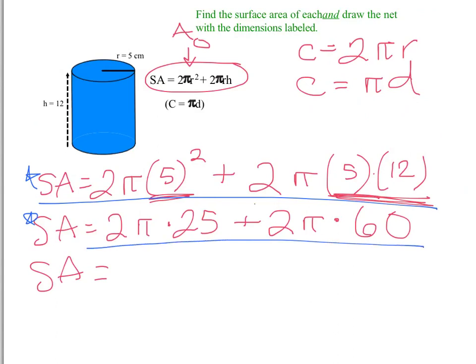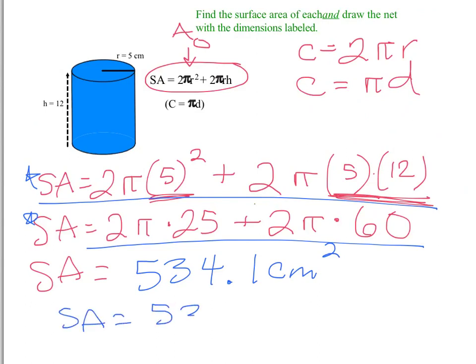So when I punch it into my calculator, I get 534.1 centimeters squared. And if you recall, on the other page, with rounding, because I broke the pieces up, I got 534 centimeters squared. So it wasn't much of a difference with that 0.1.